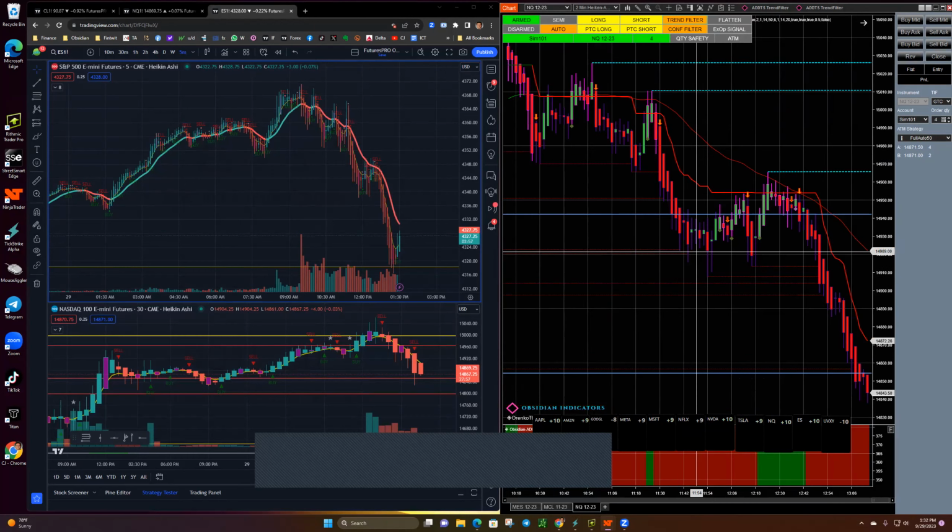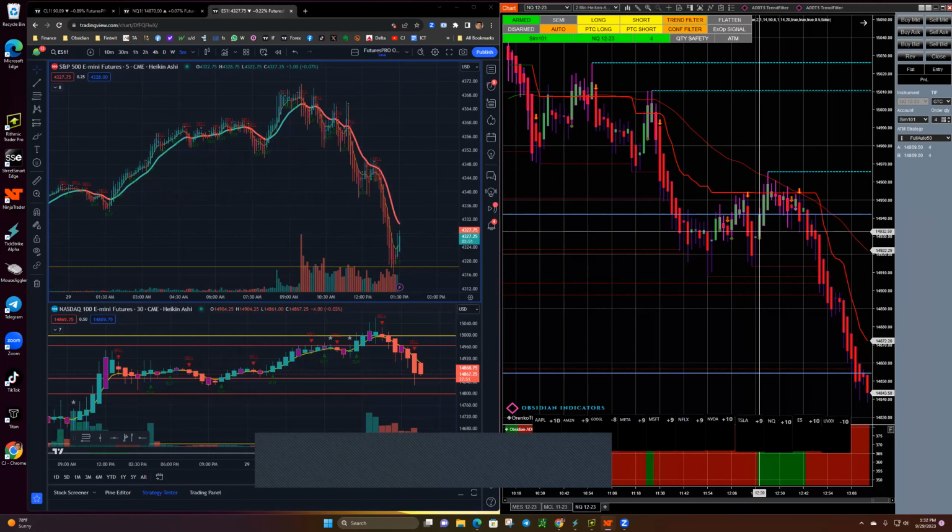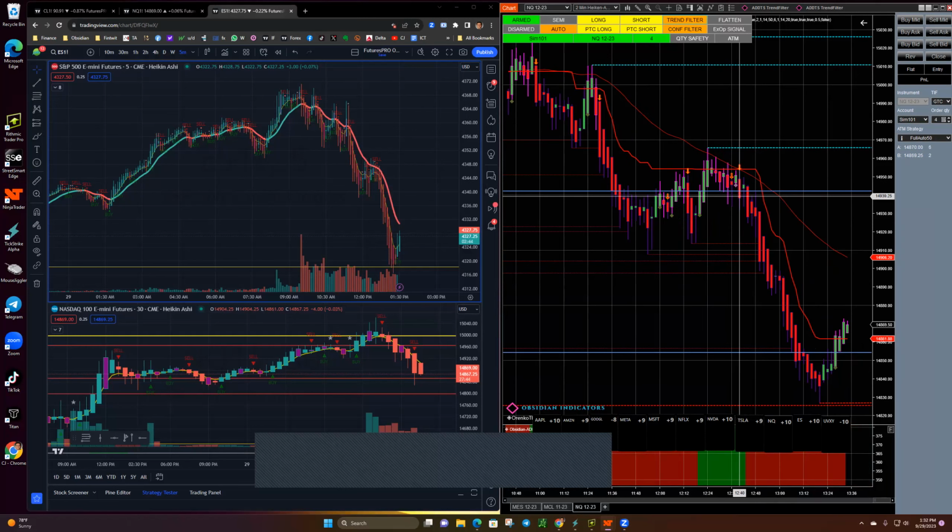But you run into problems when you get chopped up here. You would have entered here. This would have been a loss. And then this would have been a small win. This would have been green actually. And you probably would not enter until after the negative or the bearish signal.